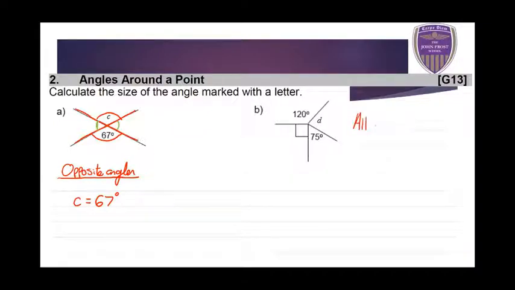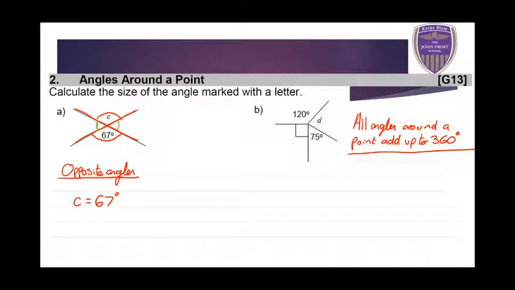Now, for question B, there's a little fact you hopefully remembered. All angles around a point add up to 360 degrees, okay? If you didn't know that, make sure you write that down in your book. So we're trying to find the angle D here, and we've got a right angle triangle here, so we know that this equals 90 degrees.